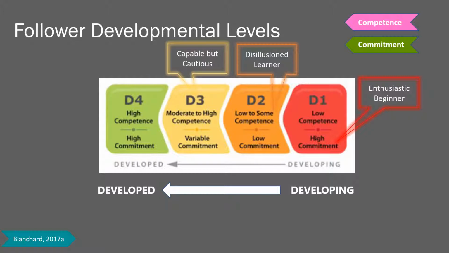The D3, or capable but cautious person, has a relatively high level of competence, but his commitment is intermittent, as he may be splitting his focus with another organization. Finally, the D4 developmental level is the self-reliant achiever and is a very valuable member of your group. This person illustrates a high level of competence, historical knowledge, and a deep commitment because she has invested so much in the organization.